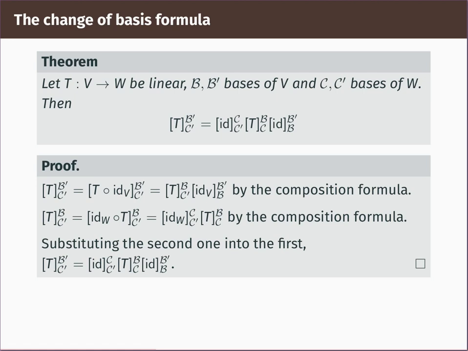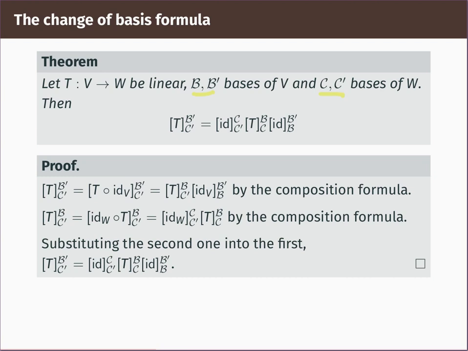So here's the statement of the change of basis formula. You take a linear map T from V to W, you take B and B prime to be some bases of V, and they're not supposed to be related in any way, just two completely arbitrary bases of V, and two completely arbitrary bases C and C prime of W.